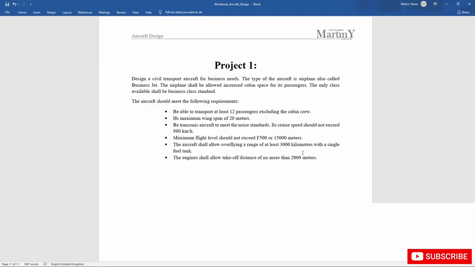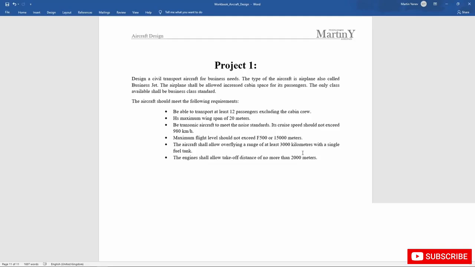We're going to operate in the transonic region. I actually have a course on transonic aerodynamics if you're interested in what transonic aerodynamics and transonic speed are. So we are operating in a transonic region with a maximum speed of 980 kilometers per hour. It could be lower, but it shouldn't exceed 980 kilometers per hour. So our aircraft can fly over cities and basically inhabited zones and doesn't make too much noise.